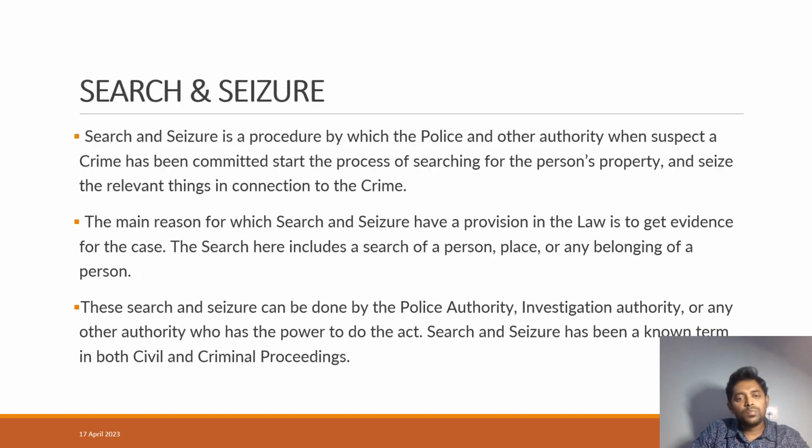Search and seizure is a procedure by which the police and other authorities, when they suspect a crime has been committed, start the process of searching for the person's property and seize the relevant things in connection to the crime. The main reason for which search and seizure have a provision in the law is to get evidence for the case. The search here includes a search of a person, place, or any belonging of a person. These can be done by the police authority, investigation authority, or any other authority that has the power to do the act. Search and seizure is a known term in civil and criminal proceedings.